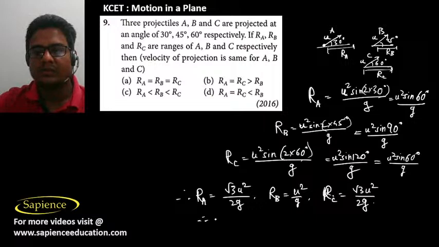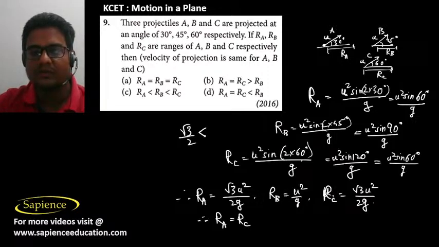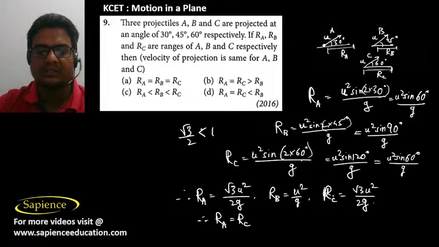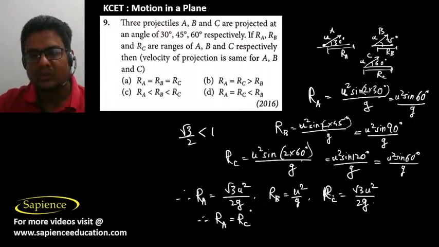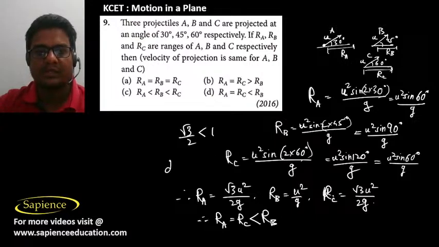So therefore you can say that RA is equal to RC, but root 3 by 2 is obviously less than 1, since root 3 is less than 2. So root 3 by 2 is obviously less than RB. So RA equal to RC, which is less than RB. So option D is the correct answer.